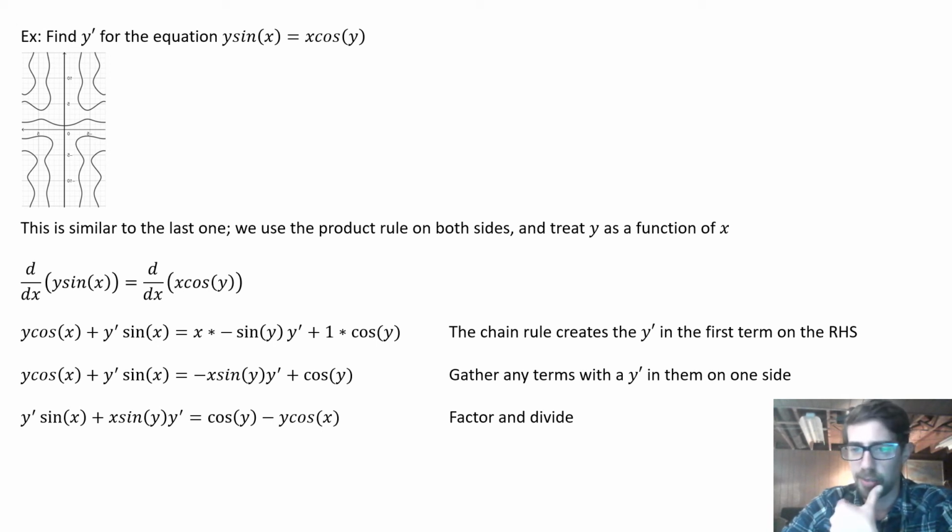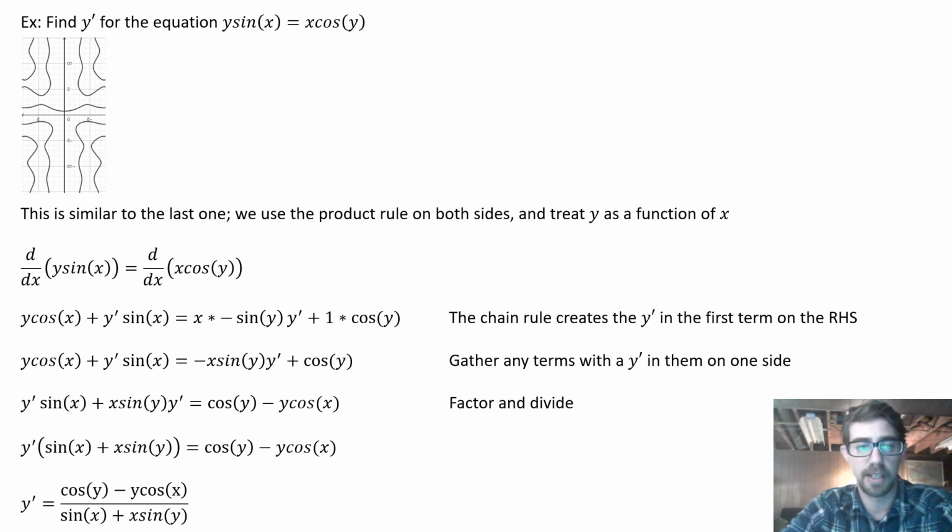And it's the same as the last one. Now that we have everything with a y prime in it on the left-hand side, we can factor it out. So factor out the y prime. What's left over is sine of x plus x sine of y. And now divide both sides of the equation by that, and you're done. So finally, y prime is cosine of y minus y cosine of x over sine of x plus x sine of y.